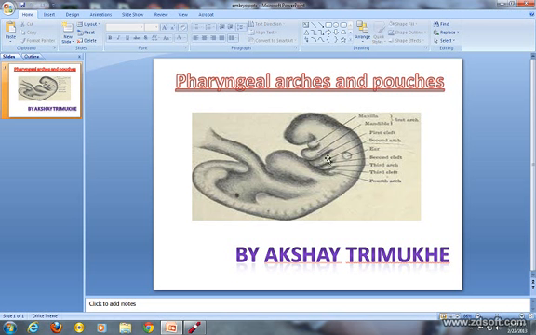Your pouches are not visible. We are going to see them afterwards, because when we take a cut section, then you will get to know what pouches exactly are. Okay, so these are your pharyngeal arches. Now what are pharyngeal arches exactly? Define pharyngeal arches. Pharyngeal arches are rod-like thickening of mesoderm present in the wall of foregut.